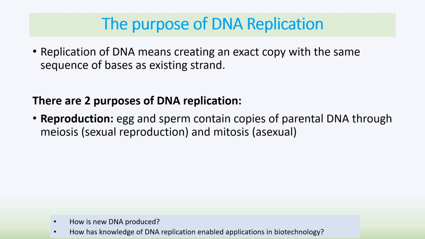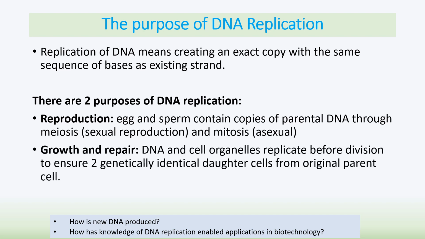One is for reproduction, and it might be used for the egg and sperm. Obviously that is through meiosis, and there's extra division there, but also for mitosis, for asexual reproduction. And the other purpose is for growth and repair. If we need to make genetically identical daughter cells, we need all the DNA to go forward.